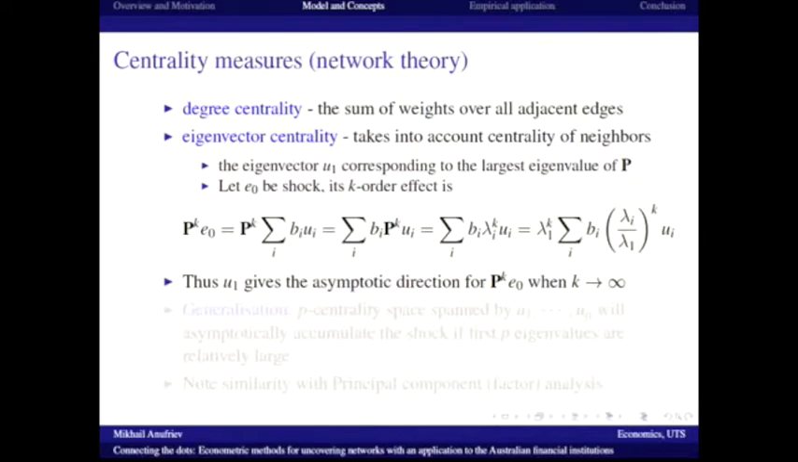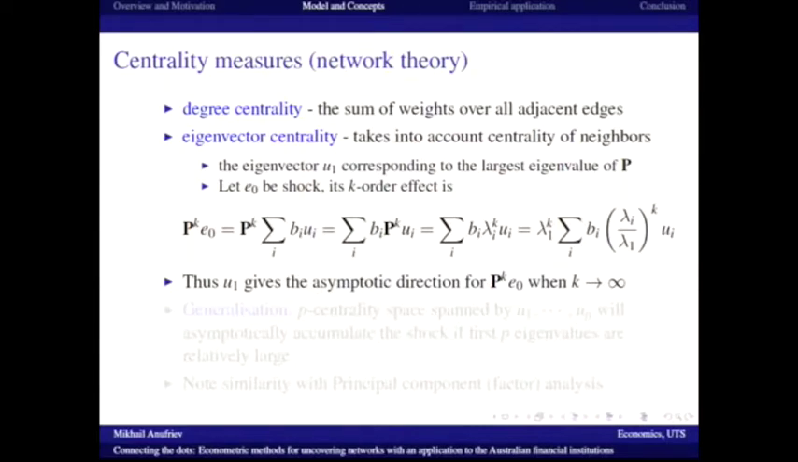Okay, in principle, if you have a node with a high degree, it means that either it has a high weight for some edge, or it has many edges with maybe small weights, or both. And so it basically means that it should be important in getting the shocks and also transmitting the shocks, intuitively. Now, eigenvector centrality takes into account the centrality of neighbors, and it is defined as the eigenvector corresponding to the largest eigenvalue of a matrix, in this case of matrix P, the partial correlation matrix. And so let's actually see a little bit what it is. If we remember, this is the K-th order effect of the shock. You define U1 and so on, UN, these are eigenvectors.